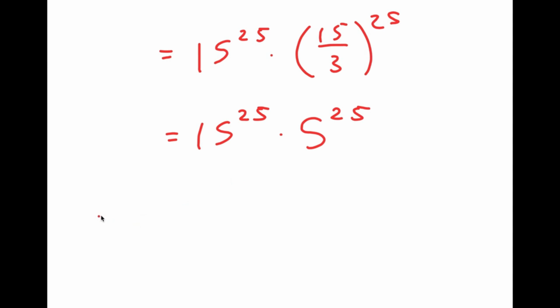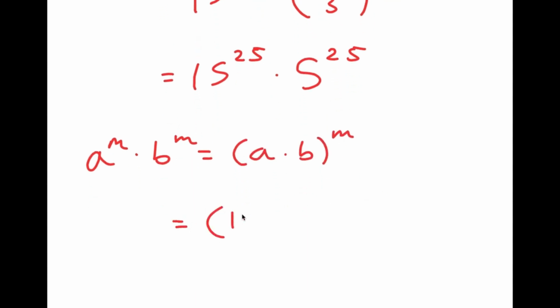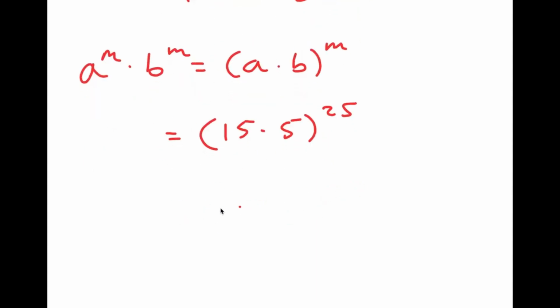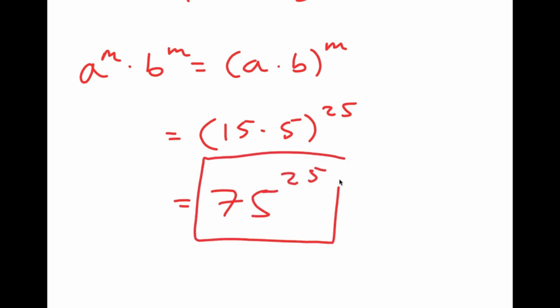Now, another property of exponents is that if I have something from a to the power of m times b to the power of m, this is equal to a times b to the power of m. So this is going to equal 15 times 5 to the power of 25, which is equal to 75 to the power of 25. So this is my answer.